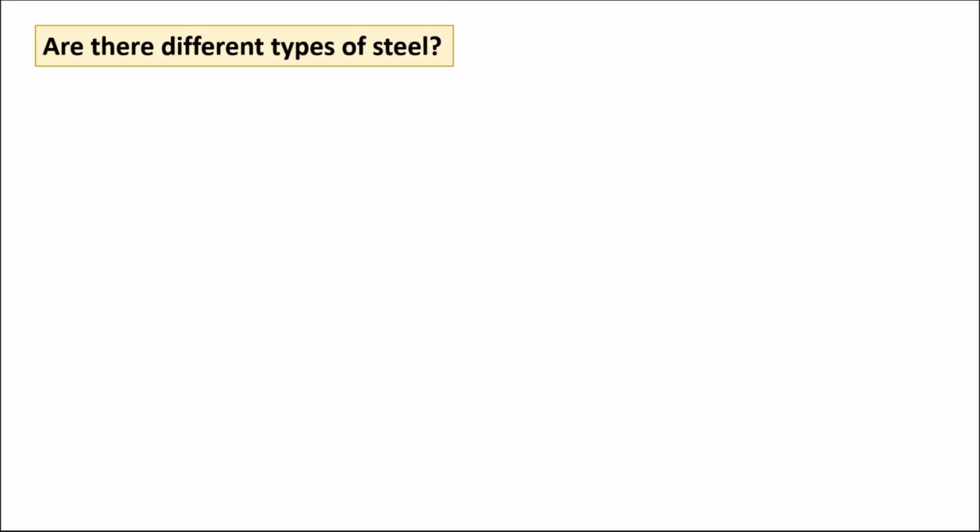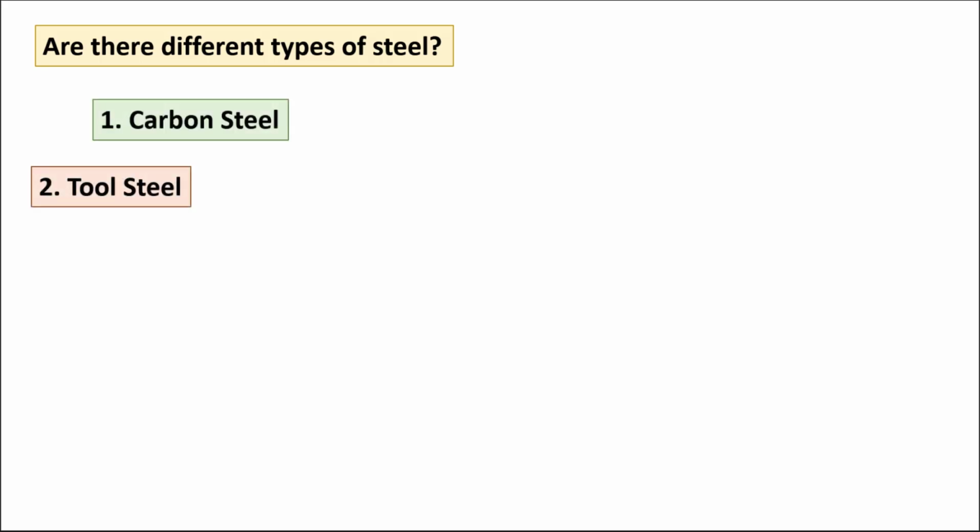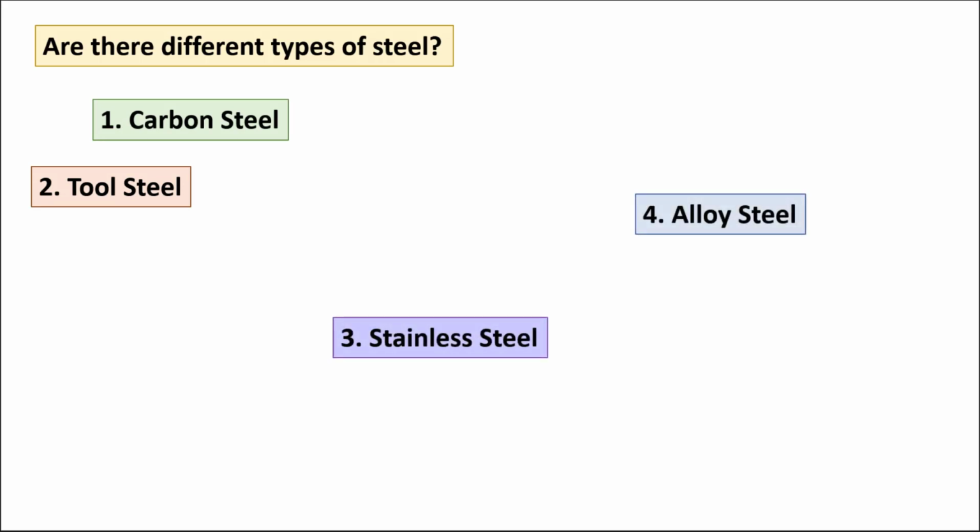So are there different types of steel? Yes. There's carbon steel, tool steel, stainless steel, alloyed steel. So let's talk about each.